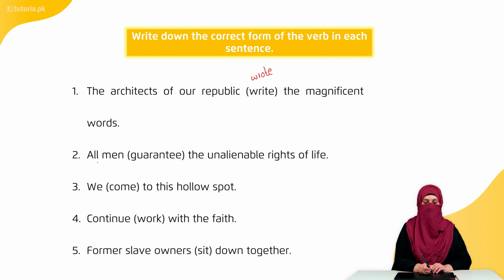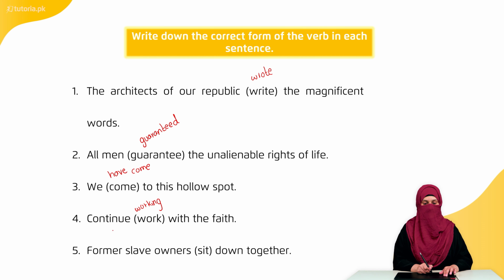The second statement is all men guarantee the unalienable rights of life. So the correct verb is guaranteed. The third statement is we come to this hollow spot. So the correct form of verb is we have come. The fourth statement is continue work with the faith, and the correct form of verb is continue working.